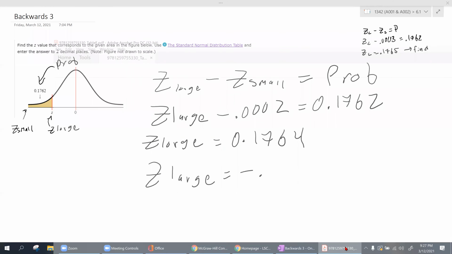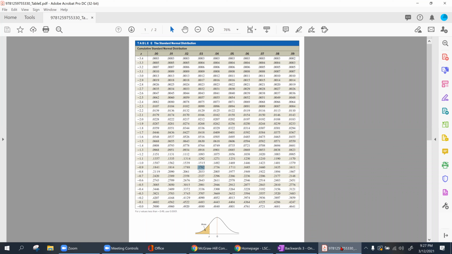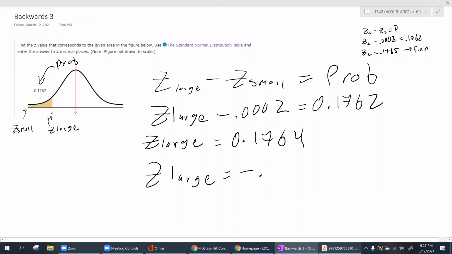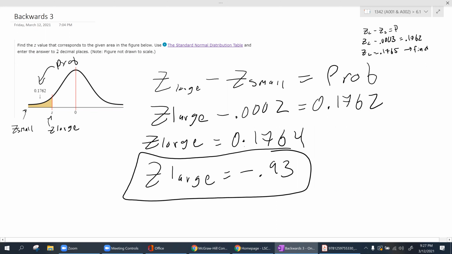What did I say? I just said it: negative 0.93. Again, the z value here was to the left of 0, to the left of the mean, to the left of the average, at z equals 0. So I know that's going to be a negative value.